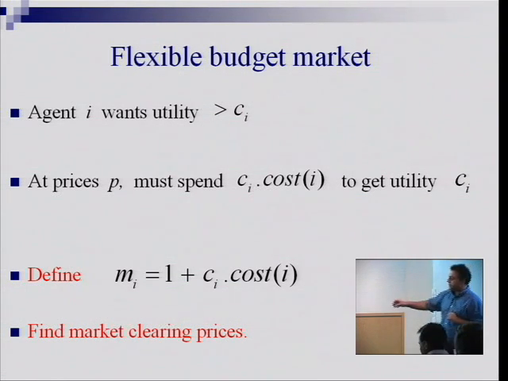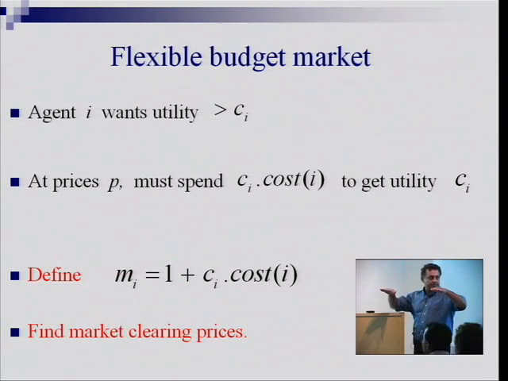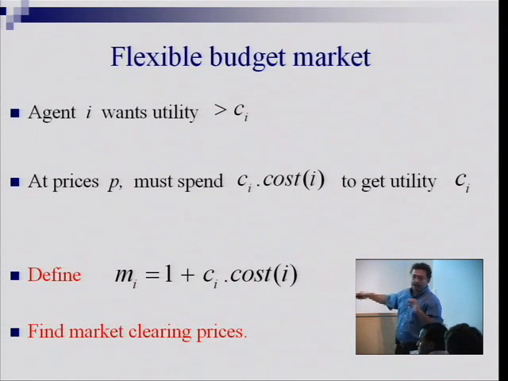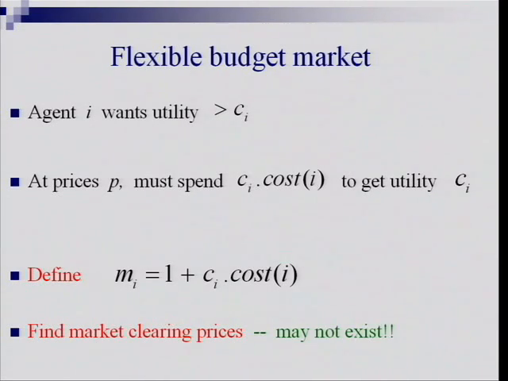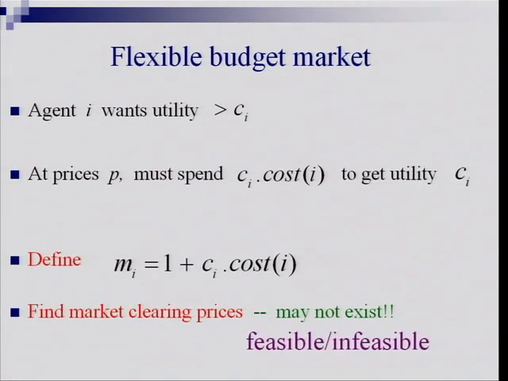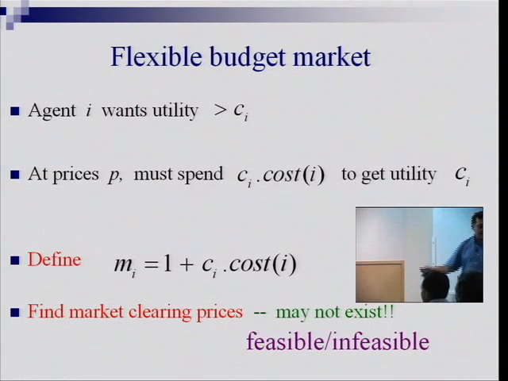The question again is to find market clearing prices. In other words, find prices such that if everybody spends money as given by this formula, then all the goods are sold to the last drop, and all of this much money is spent to the last cent. That's what this market model wants. But unlike the Fisher model, where equilibrium prices always exist, here they may not, so I can think of a feasible or an infeasible market. I define a market to be feasible if there's an equilibrium and infeasible otherwise.